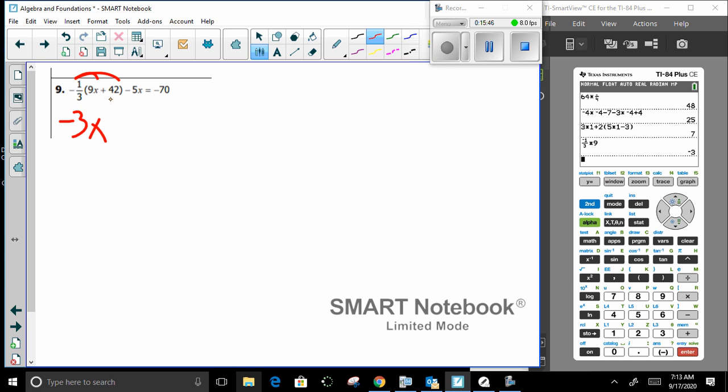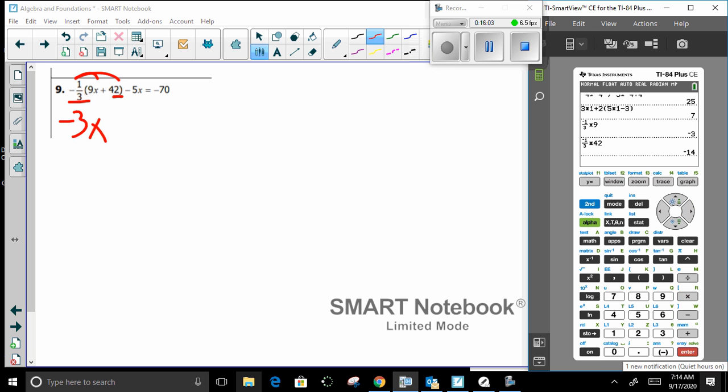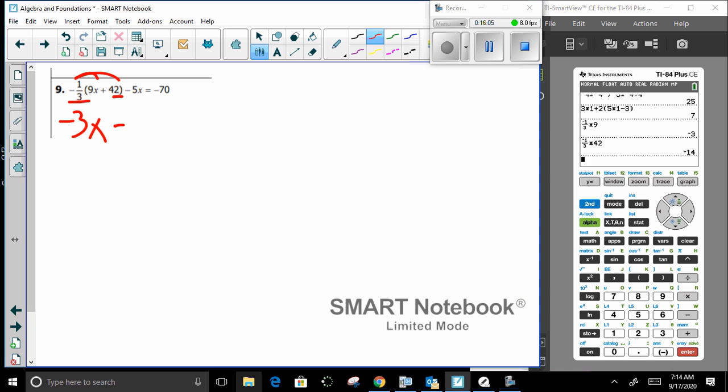Now -3 times the 42. Or sorry, -1/3 times the 42. So alpha y equals, to get your fraction, -1, 3, go over, times 42, gives me -14. So I would put a -14 here. And then I have -5x equals -70.